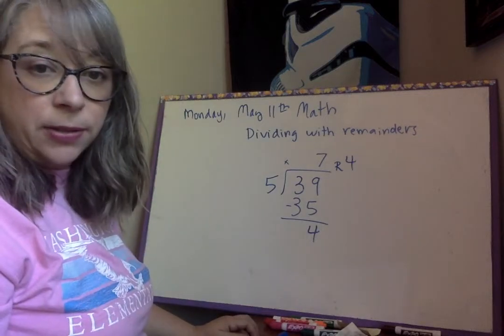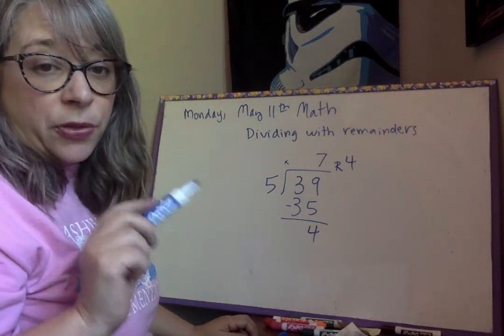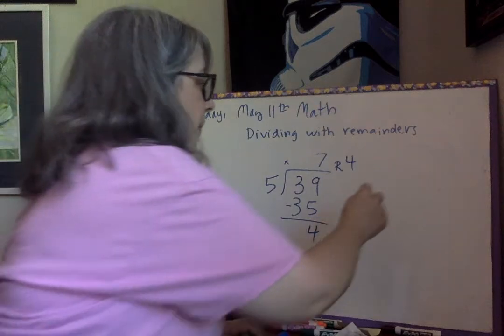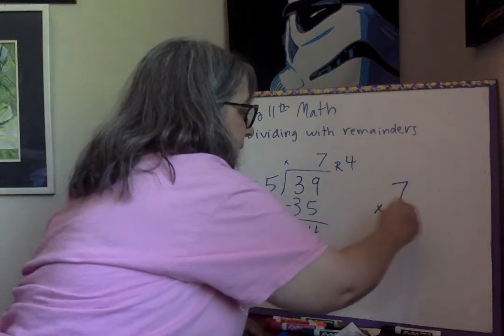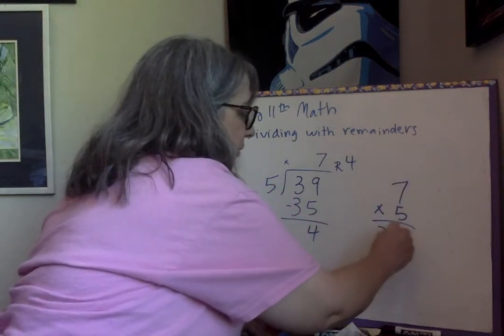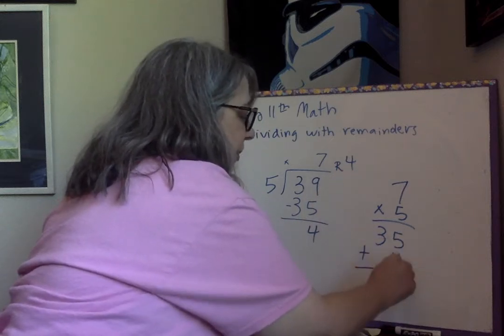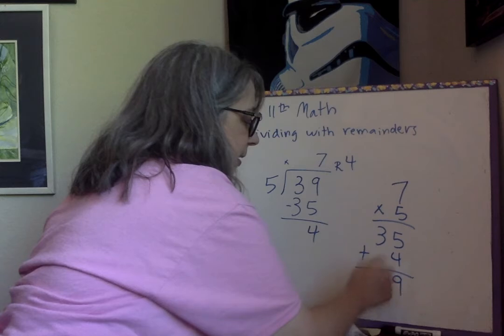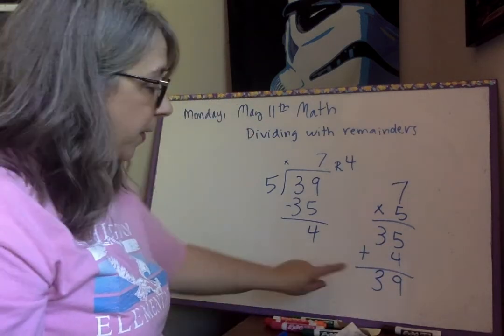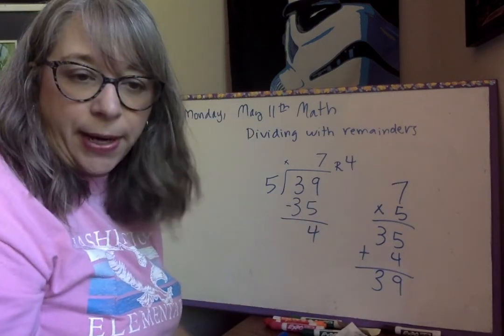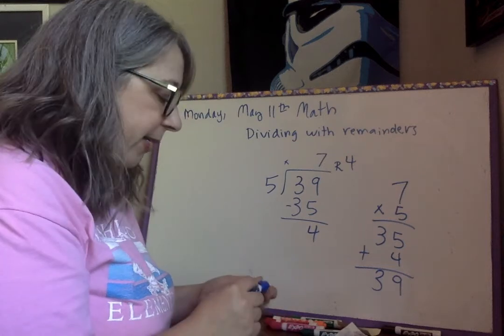How can we check our answer? We're going to multiply 7 times 5 and add 4. So 7 times 5 is 35. Now we're going to add the remainder, plus 4. 5 plus 4 is 9. 3 plus 0 is 3. 39. Are we right? We are correct.